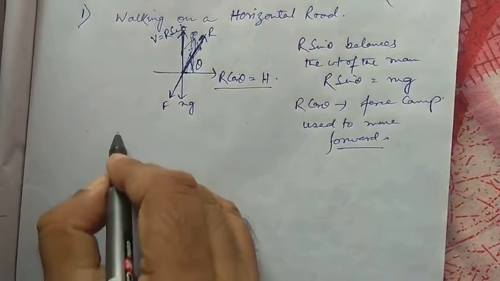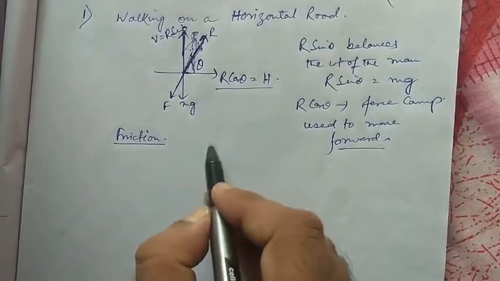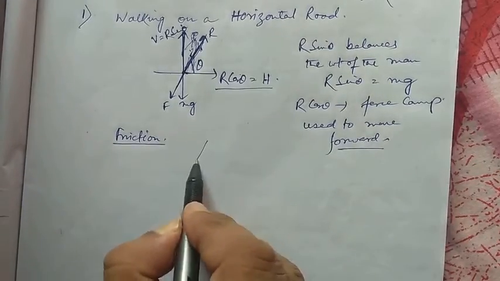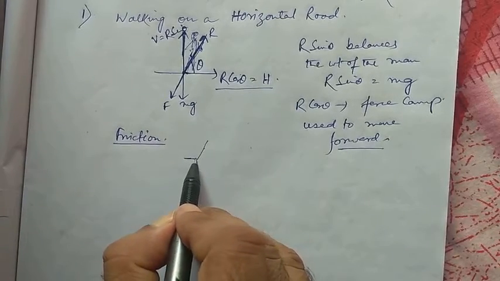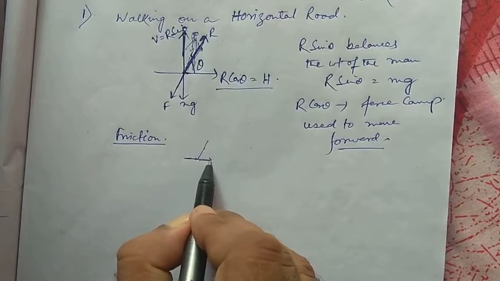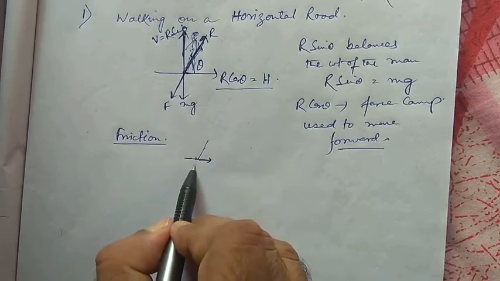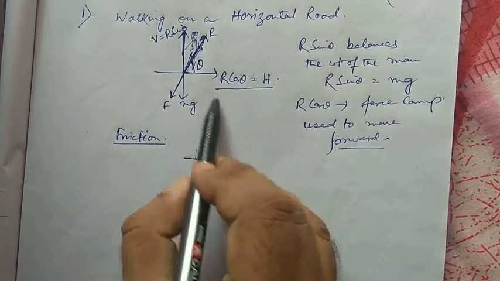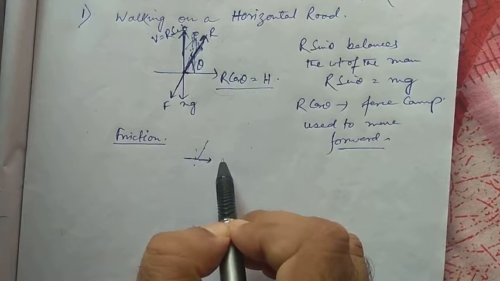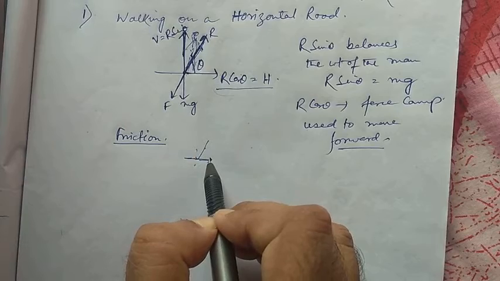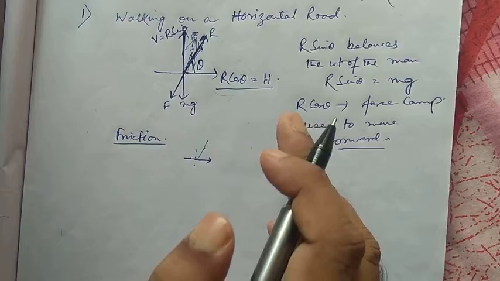Now what happens when friction comes into play? If we take friction into consideration, then when the person forces the ground in the backward direction to move forward, the frictional force comes into play in the forward direction. Now this frictional force, or the amount of friction acting between the feet and the ground, determines the value of R cos theta. That means the maximum value of R cos theta cannot exceed the frictional force, because if R cos theta exceeds the frictional force, then the person will not be able to hold his balance.